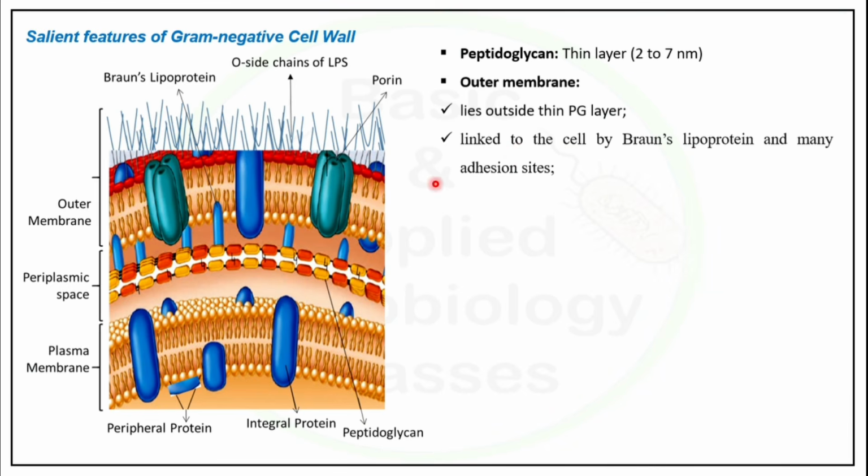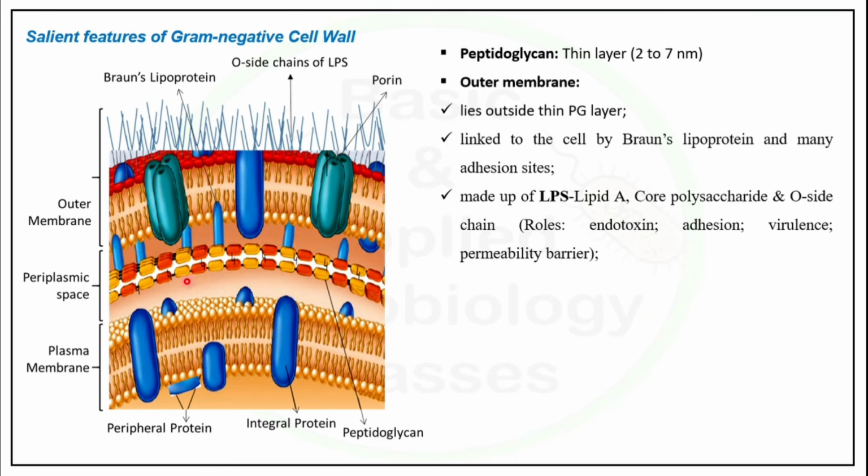It is linked to the cell by Braun's lipoprotein and many adhesion sites. Already I have told you that Braun's lipoprotein helps the outer membrane get attached to the peptidoglycan layer, right? And now you should know the outer membrane is made up of lipopolysaccharide, what we generally call LPS. The expanded form I have not written here, I forgot to include. LPS stands for lipopolysaccharide, right? LPS is further made up of three subunits: lipid A, core polysaccharide and O side chain, right?